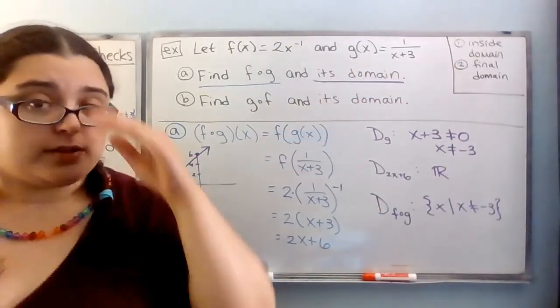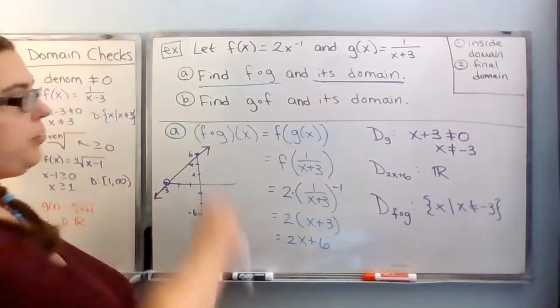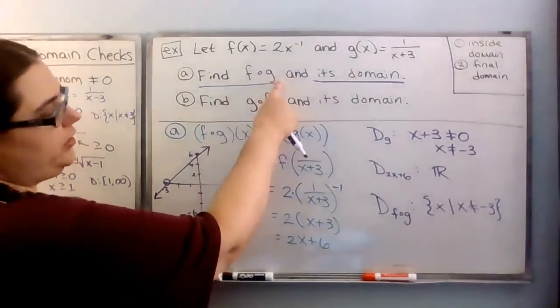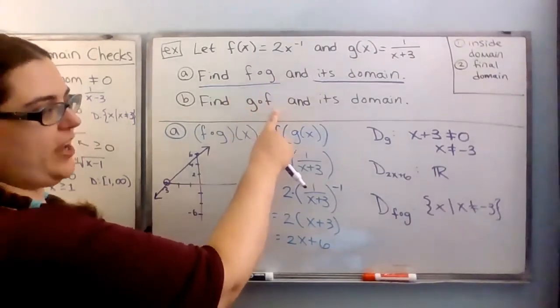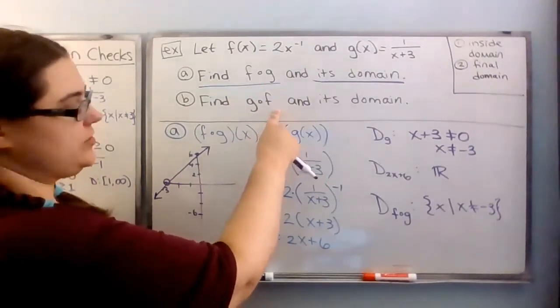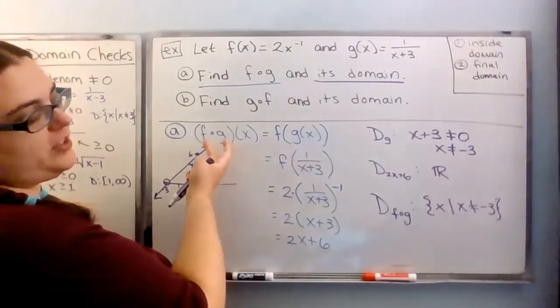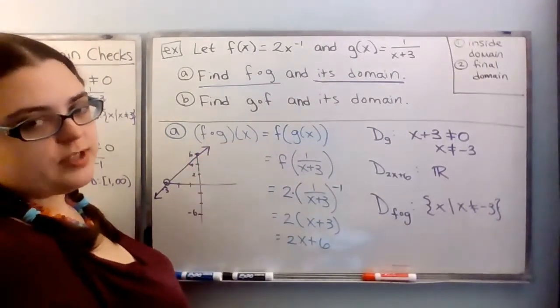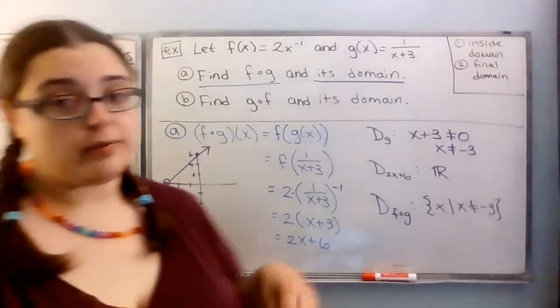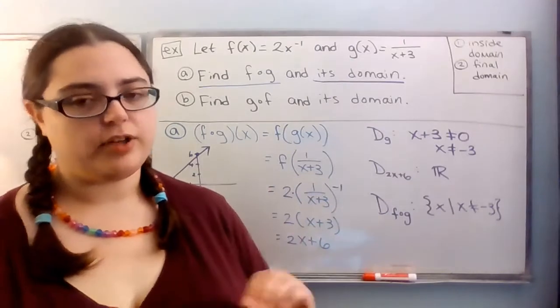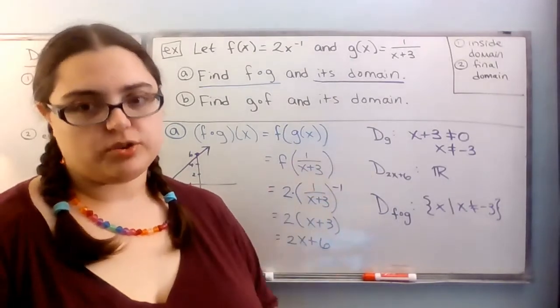So what I'm going to ask you to do is to pause the video and try part B. This time, instead of finding f composed with g, you're going to find g composed with f. So in other words, you're going to take this process, but you're switching which function's on the inside and which one's on the outside. So take a moment, pause the video and work through example B. And then when you think you've got it, you can unpause and we'll walk through the solution together.